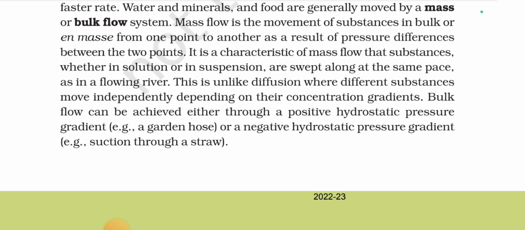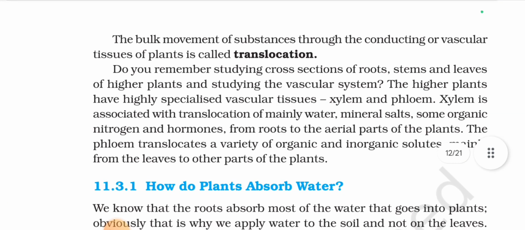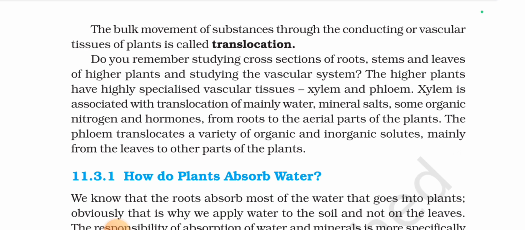Bulk flow can be achieved either through a positive hydrostatic pressure gradient, example garden hose, or negative hydrostatic pressure gradient, suction through a straw. इसको याद रखना है, ये भूल मत जाना कि पॉजिटिव हाइड्रोस्टैटिक प्रेशर गार्डन होज में होता है. पॉजिटिव हाइड्रोस्टैटिक प्रेशर ग्रेडियंट, PG, पॉजिटिव गार्डन होज, और नेगेटिव हाइड्रोस्टैटिक प्रेशर ग्रेडियंट सक्शन थ्रू ए स्ट्रॉ, NS. ठीक है, PG NS, ये याद रखेंगे. उसके बाद है the bulk movement of substances through the conducting or vascular tissues of plants is called translocation.